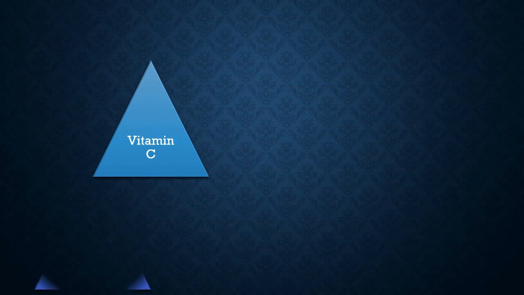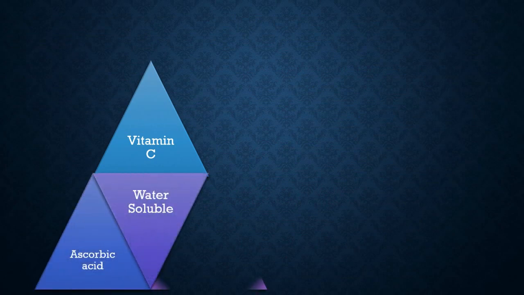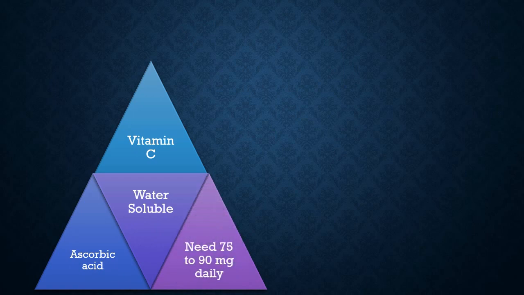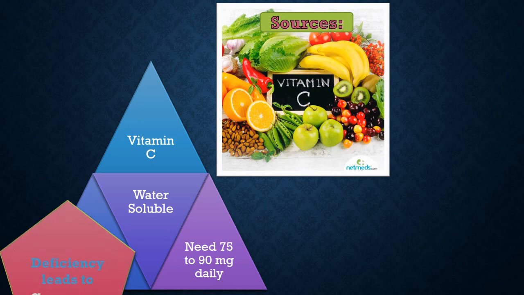Now we are going to learn about vitamin C, otherwise called ascorbic acid. It is a water soluble vitamin and this is the one that is needed in high amount, that is we need 75 to 90 milligrams daily. The source of vitamin C, as you can see, citrus fruits especially are rich in vitamin C.